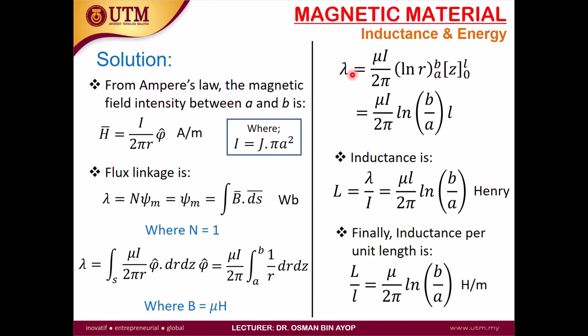So when you solve for lambda here, you get lambda equals mu I divided by 2 pi ln b over a times L. So the inductance is basically lambda over I. So you get mu L divided by 2 pi ln b over a Henry. Finally, inductance per unit length is inductance over L, equal to mu divided by 2 pi ln b over a Henry per meter.